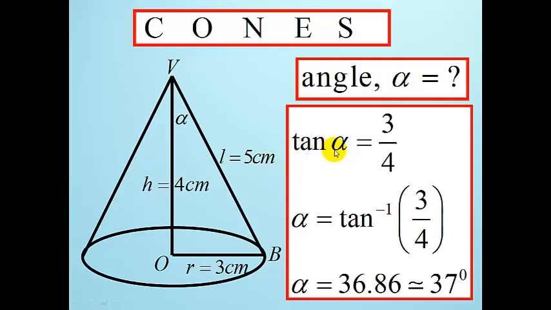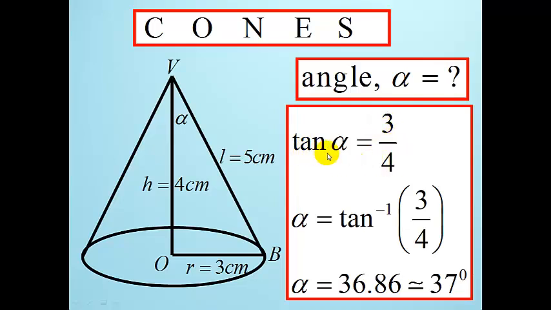Using the ratio tan alpha, tan is opposite over adjacent. So tan alpha will be equal to, when we consider the angle alpha, we can see that the side R equals 3 centimeters is opposite to the angle alpha, and the side VO, that is h, equals 4 centimeters is adjacent. So tan alpha is equal to 3 over 4. That is opposite to the angle alpha divided by the adjacent to the angle alpha. So tan alpha is equal to 3 over 4.